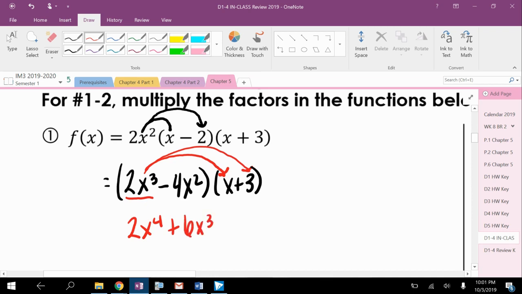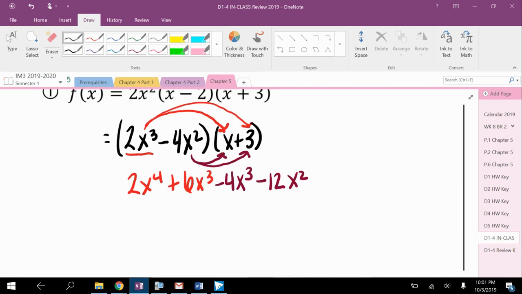Now remember, you're really just multiplying those outside pieces. 3 times 2 gets you 6. That's why we have 6x to the third power. Okay, so here in purple, we have -4x squared times x. That's going to get me -4x to the third power, or -4x cubed. And then I have -4x squared times a positive 3. Well, -4 times positive 3 gets me -12. And then the x squared kind of just tails along with it.